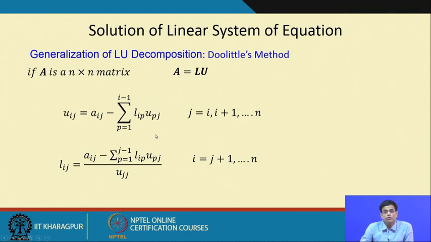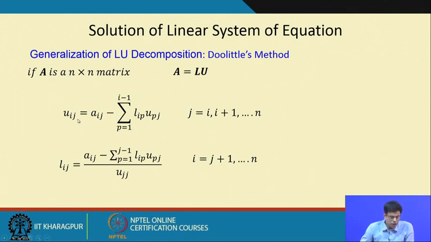So, this is very helpful in coding, because if you want to code it in a computer, you need to use this kind of formula. Here, if you see carefully, these L_ip and U_pj terms are dependent. Finding out U_ij is dependent on L_ip, where p is running from 1 to i minus 1. So, this is important.